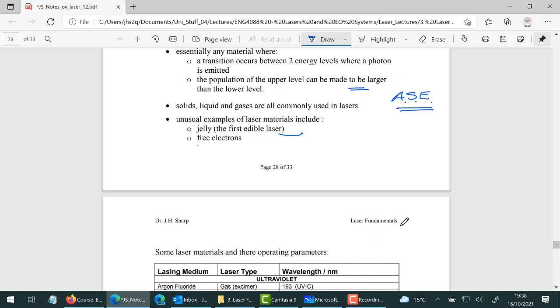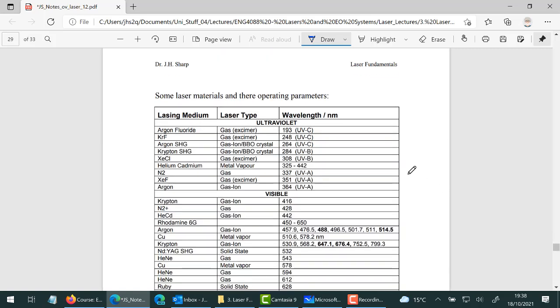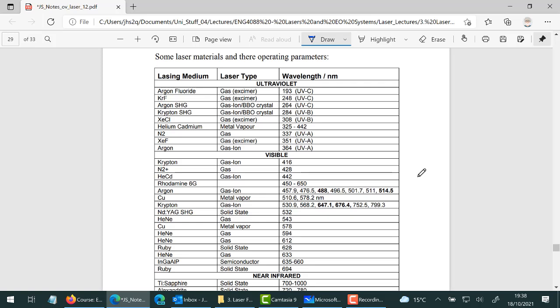And you can also have lasers based on free electrons. So these are electrons which are free to move around, and what you do is you wiggle them backwards and forwards, up and down, and they give you light coming out. Okay. So there's loads and loads of different types of laser materials.